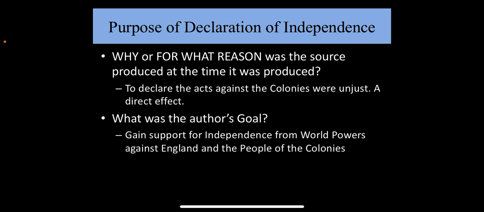All right, the purpose of the Declaration of Independence. Why or for what reason was the source produced at the time it was produced? Well, it was to declare the acts against the colonists were unjust. It was a direct effect of the Crown's actions. Because the colonists couldn't stand it anymore. To declare the acts unjust, and we cannot stand for them any longer.